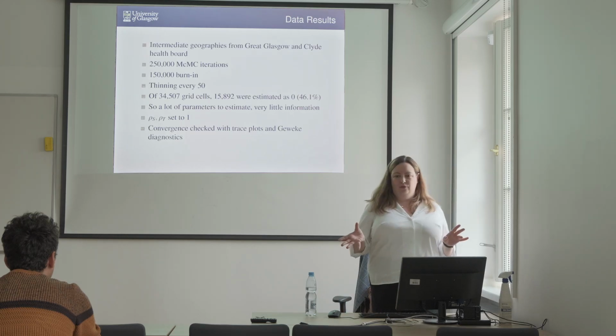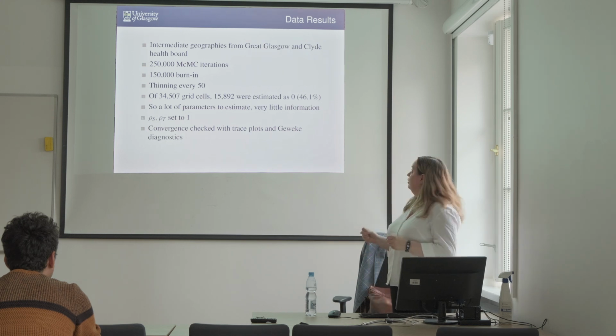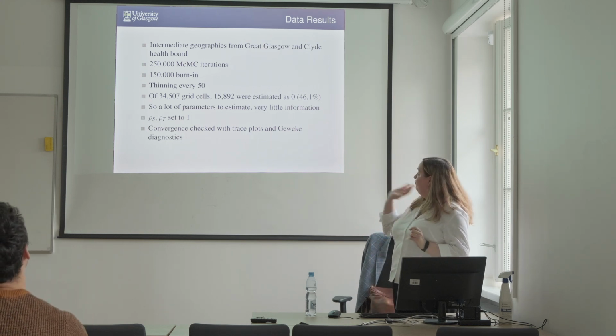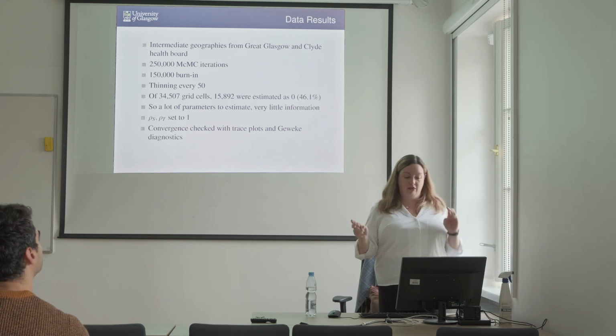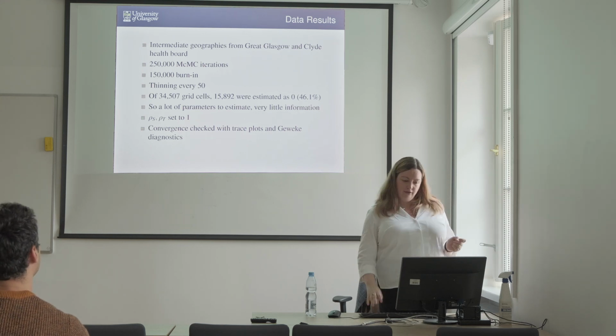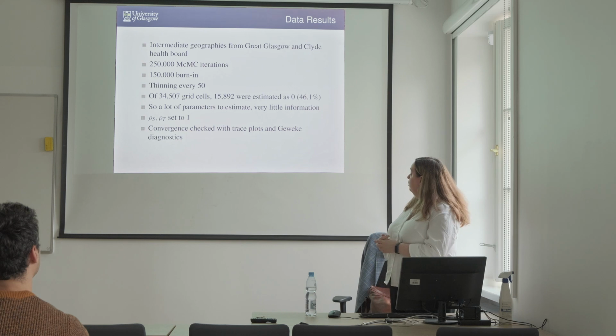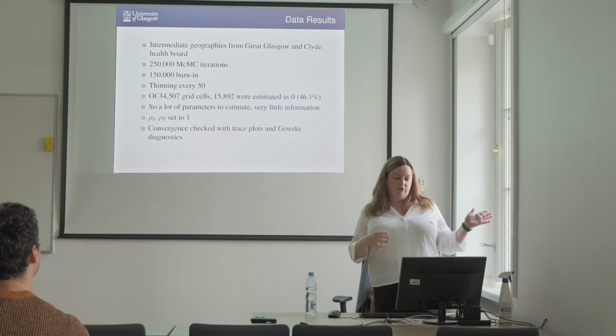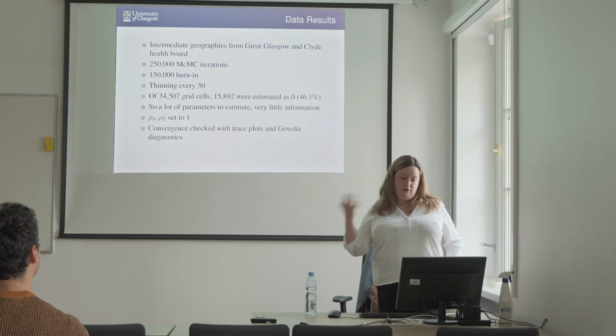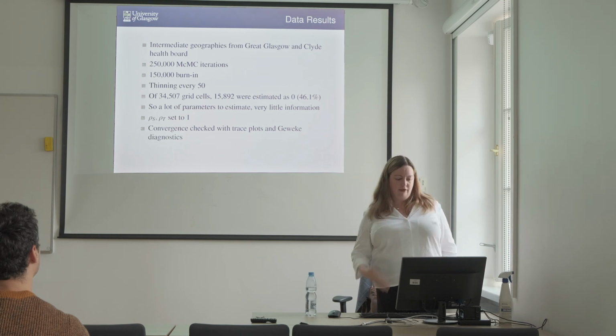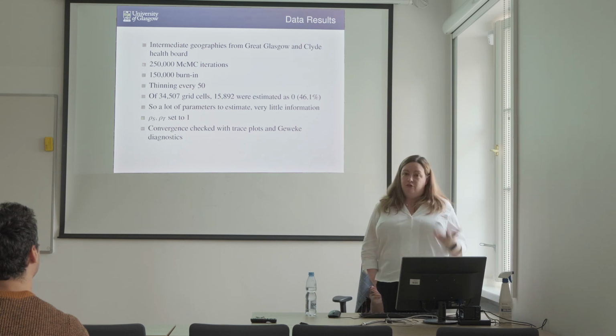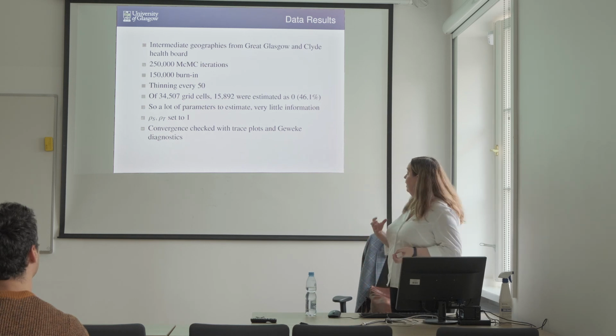Okay, going back to the actual motivating data set, we have these intermediate geographies from our health board in Greater Glasgow and Clyde. We ran the model. We had 250,000 MCMC iterations, of which 150,000 were removed for burn-in, and then we thinned every 50 after that. We threw away quite a lot of the grid squares because we had a lot of rural areas included, so we only really have 46% of the grid squares that we actually have to estimate.